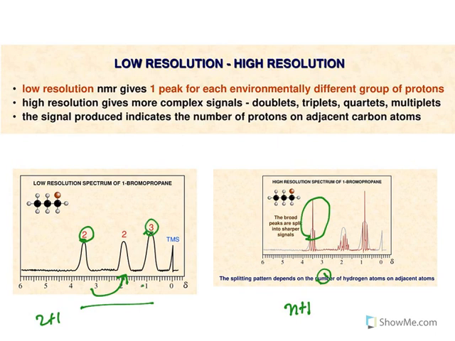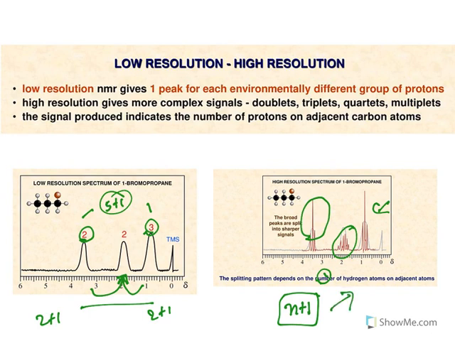Whereas for this one, the adjacent one is 2, so 2 plus 1, you will get 3 peaks. Now the middle one has got, so here 2, here 3. So totally 5 are there. So 5 plus 1, 6 peaks will be there. So this is called spin-spin coupling. It follows a rule that depends upon adjacent peaks: if n peaks are there, you will get n plus 1 peaks.